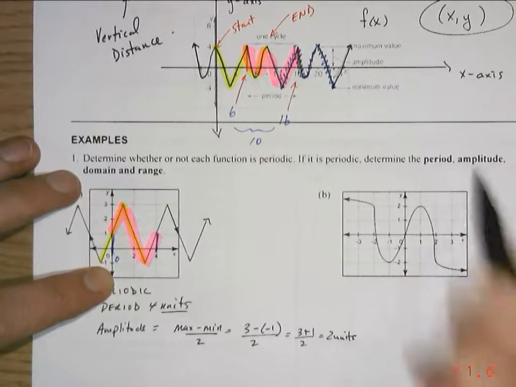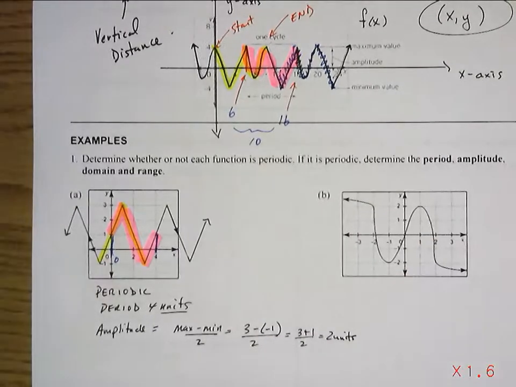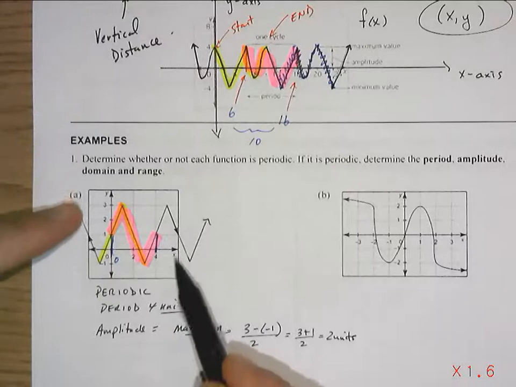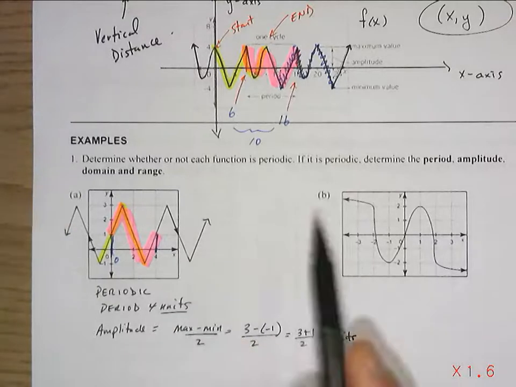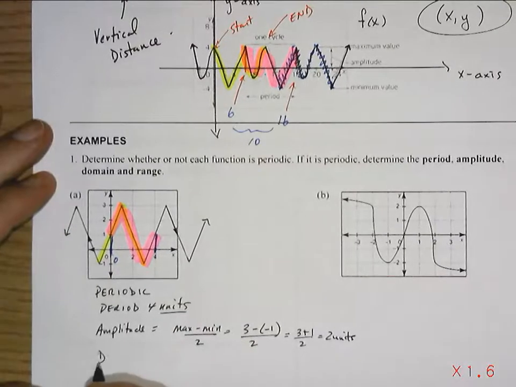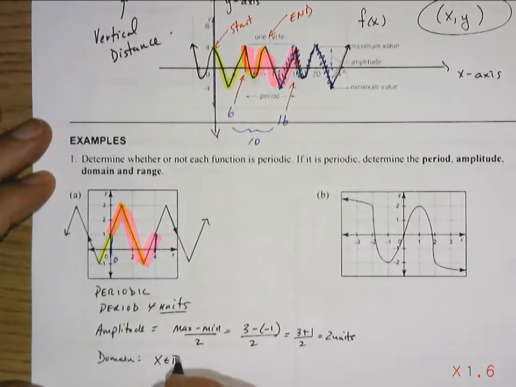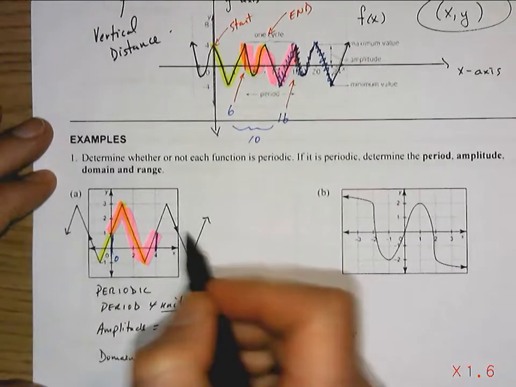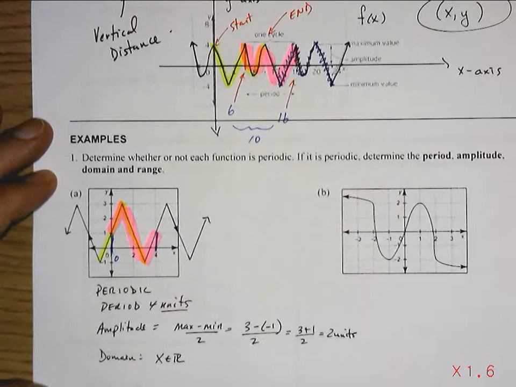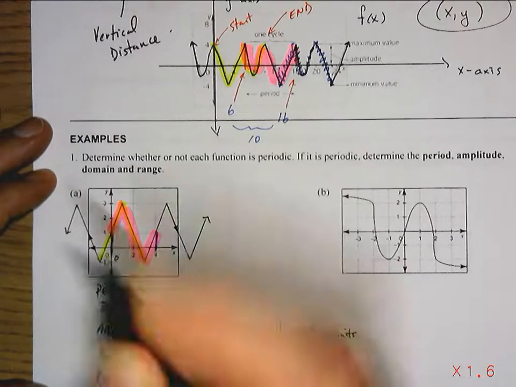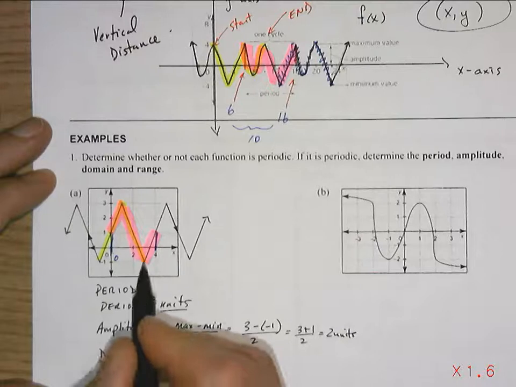So we have the period, we have the amplitude. Domain and range. Well, we're going to assume that it's a periodic function, and the arrows on the end mean that it keeps going. So your domain is certainly going to be x is an element of the real numbers. It's going to keep going and going and going. That's what the arrows mean. That's our assumption. Our range, however, we're going to go from our maximum value, 3, and our minimum value, -1.